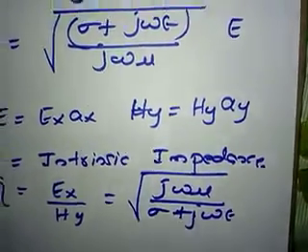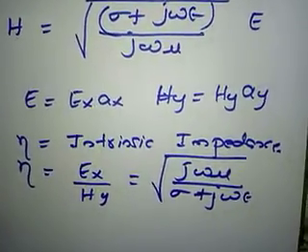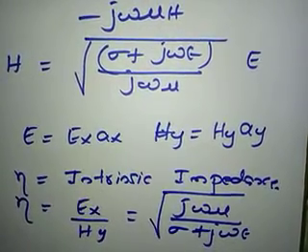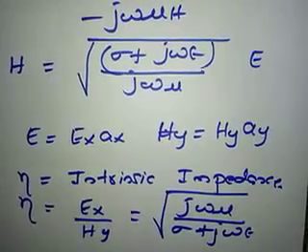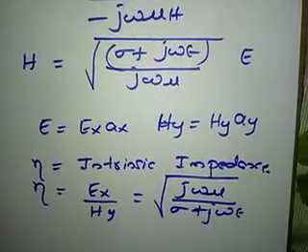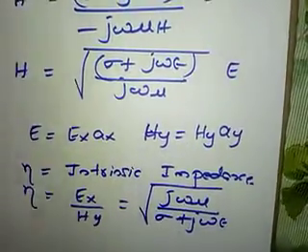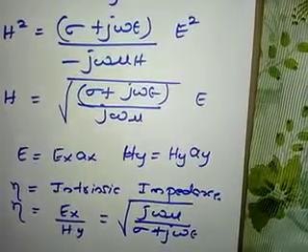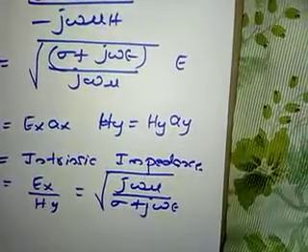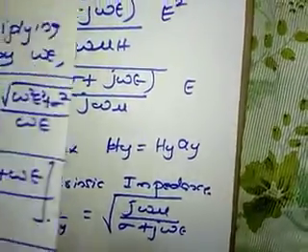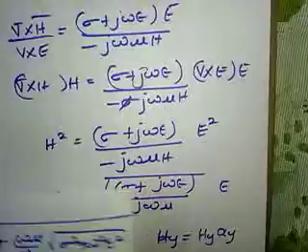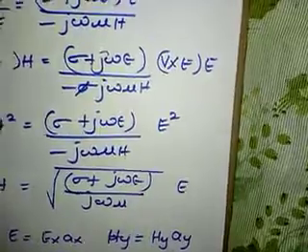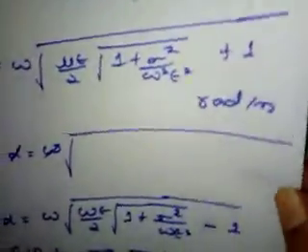Fine students, in today's class we have discussed how to find the propagation constant gamma. What is the propagation constant gamma? We have derived the equations for the attenuation constant alpha, the phase constant beta, and the intrinsic impedance. We derived the equation for beta, then finally the equation for eta, and we have also derived the equation for alpha.